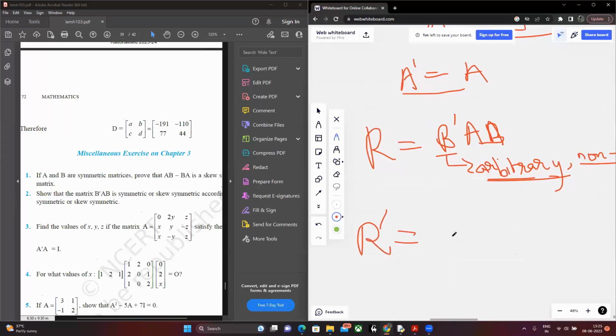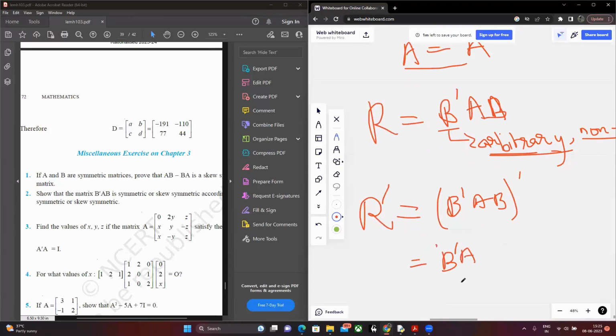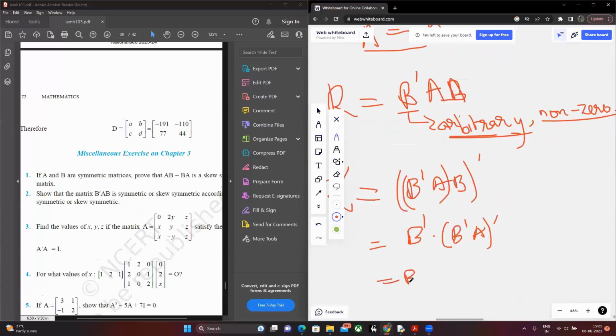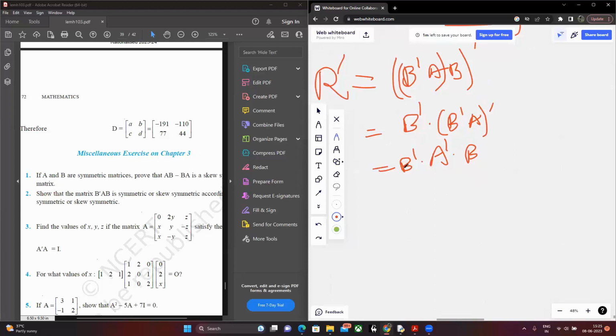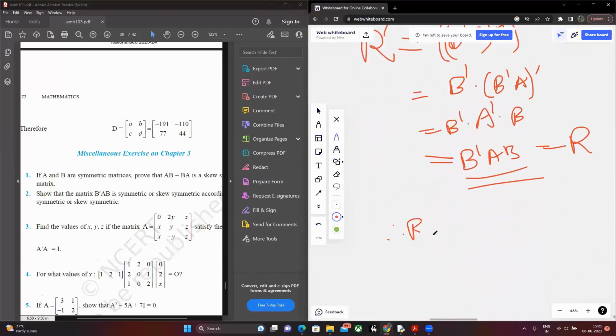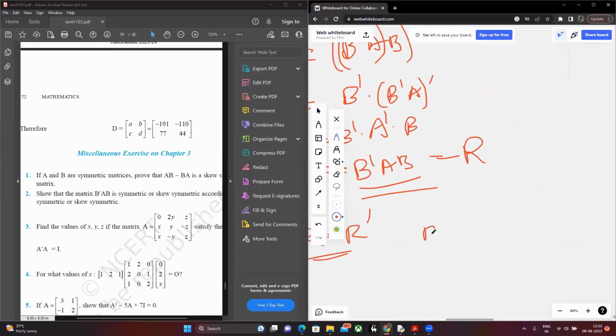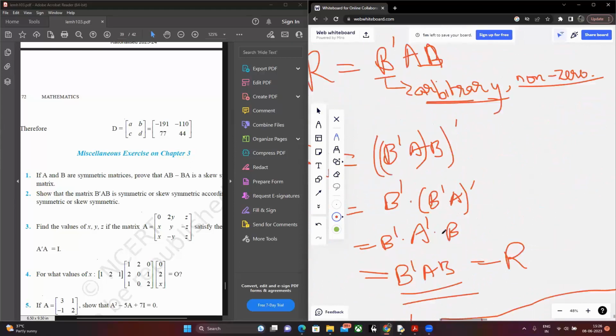So R dash is equal to B dash AB the whole dash. I'll divide this as B dash A times B. So this is B dash into B dash A the whole dash, which is B dash into A dash into B dash the whole dash, and B dash the whole dash is B. So we have B dash A dash B, that is again B dash AB, which is what we started with, that is R. Therefore, R is equal to R dash. So B dash AB is symmetric when A is symmetric.